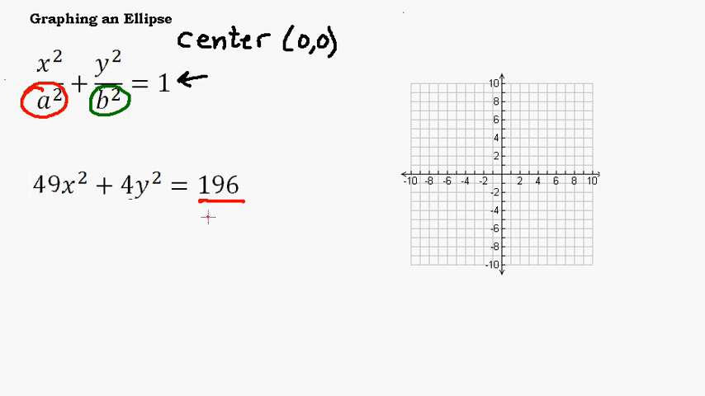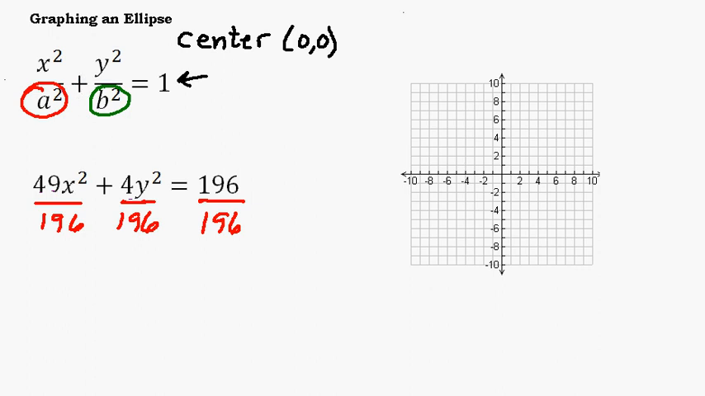Let's see if it does. So in order to make this a 1, I'm going to have to divide by 196. So if I divide by 196 on the right, I have to divide by 196 on the left-hand side. I could divide the whole thing by 196, which is the same as dividing each term by 196, which I'm going to write that way. And the reason I'm doing that is because I'm trying to make it look like my form up here. And I want them split up.